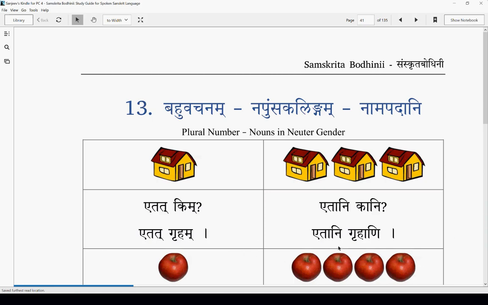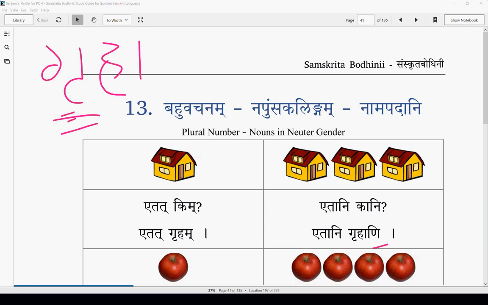And same with the gruhani. Now understand gruha, it is written here on the screen, gruham. So gruham, why does it change to gruhani and not gruhani? Why does it change to gruhani? What is it made up of? What is the trigger letter here?